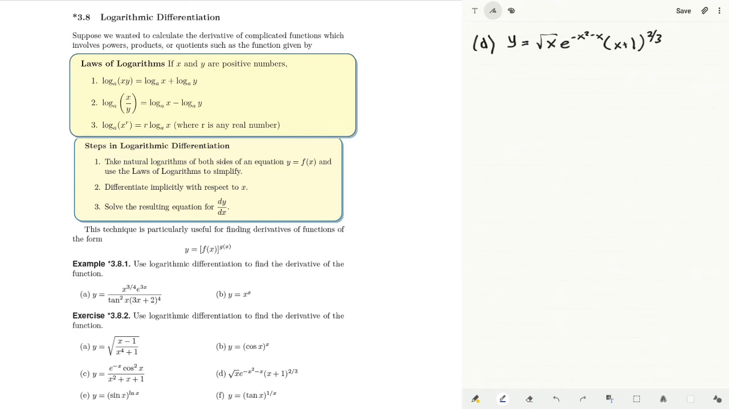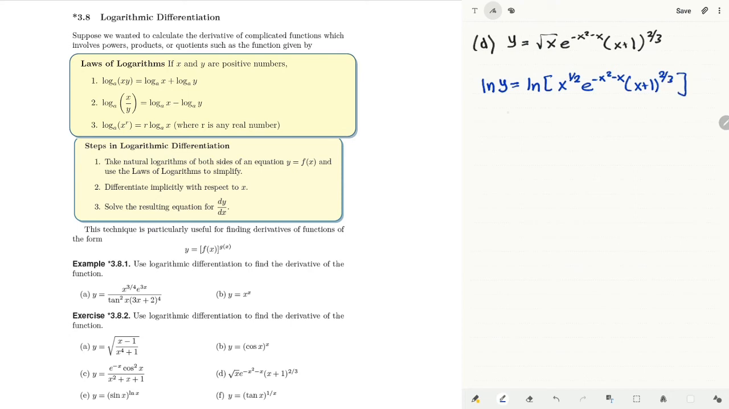Alright, let's look at the next example. We have y equals the root of x times e to the negative x squared minus x times x plus 1 to the 2/3. So let's use logarithmic differentiation. So we have the ln of y is equal to the ln of, let's rewrite the root of x as x to the 1/2 times e to the negative x squared minus x times x plus 1 to the 2/3.